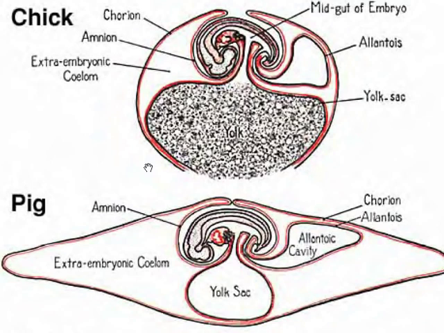This image compares the chick to the pig. In the bird, of course, the yolk is going to be the main source of nutrient, and so the yolk sac persists, is going to be very large. The allantois does develop. In the pig, the yolk sac is going to regress and the allantois is going to grow out and become very large.